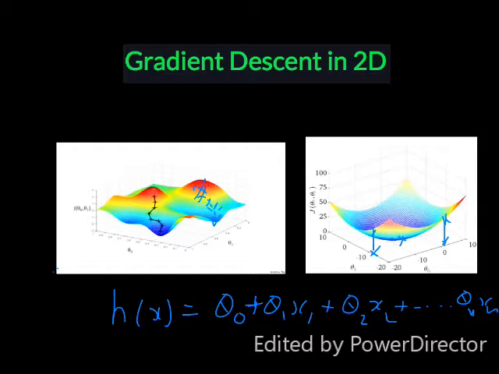So we will try to minimize this cost function and find the values of theta 0, theta 1, theta 2, theta 3, etc. up to theta n, so that given a set of values x1, x2, x3, x4, x5, etc. up to xn, you can multiply with the constants and find out the value of h of x, which is the crime rate.